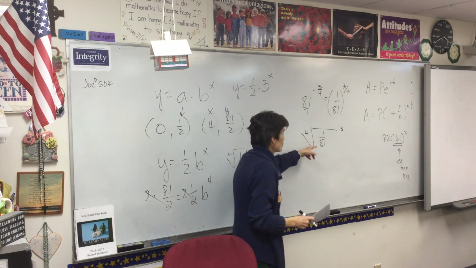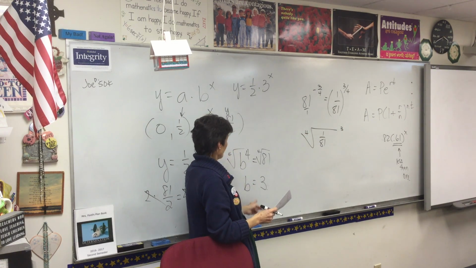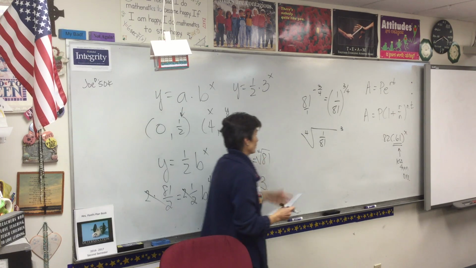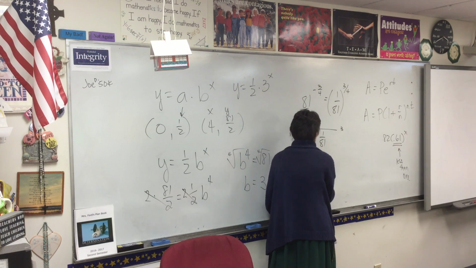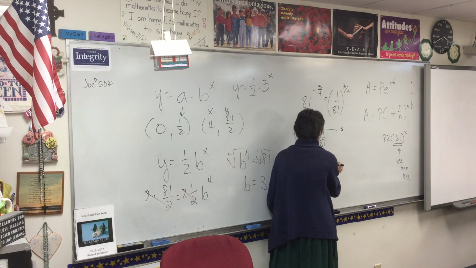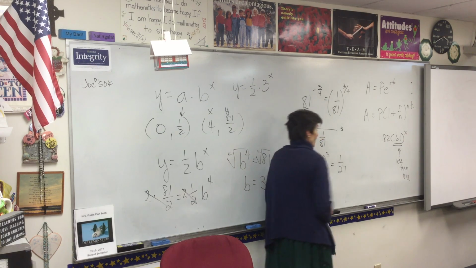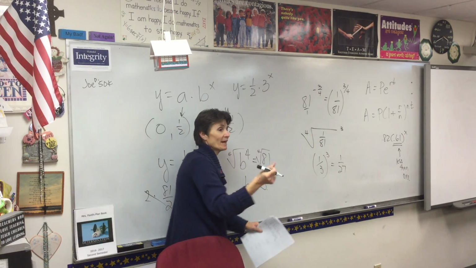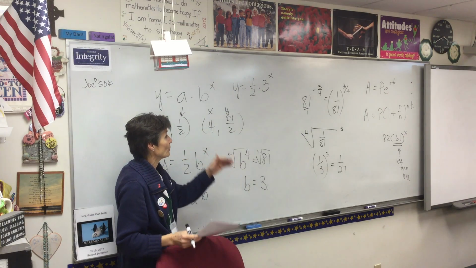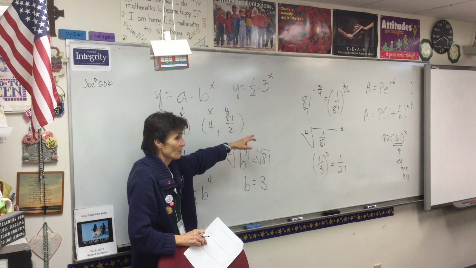Well, she said, look, we just talked about this. The 4th root of 81 is 3, so this is 1/3. Cubed, you get 1 over 27. Now, some of you have got this down and you're just rolling through. Did everybody else keep up with that?